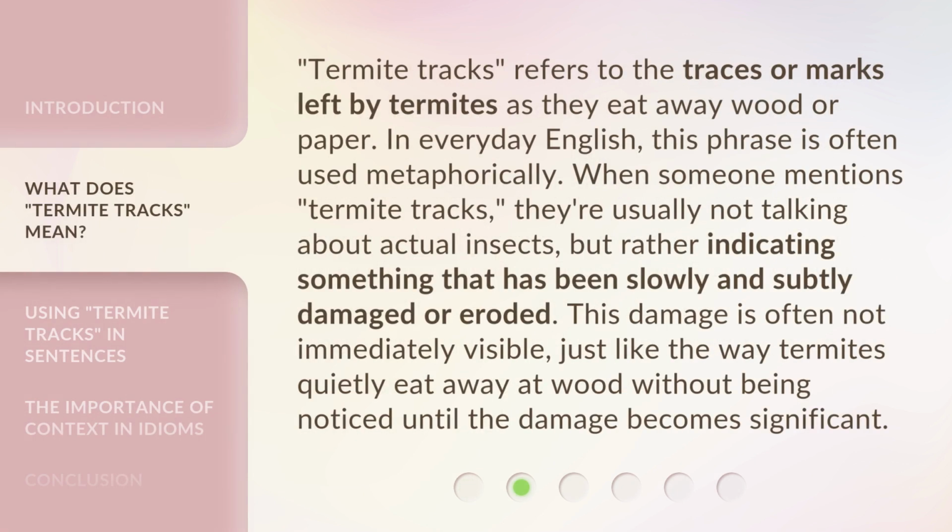Termite tracks refers to the traces or marks left by termites as they eat away wood or paper. In everyday English, this phrase is often used metaphorically. When someone mentions termite tracks, they're usually not talking about actual insects, but rather indicating something that has been slowly and subtly damaged or eroded. This damage is often not immediately visible, just like the way termites quietly eat away at wood without being noticed until the damage becomes significant.